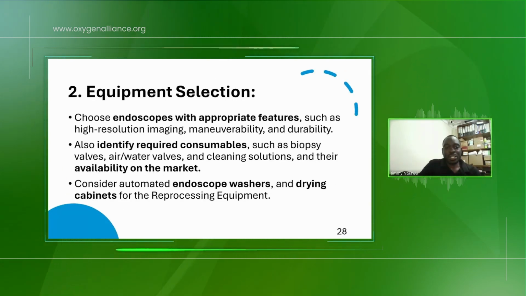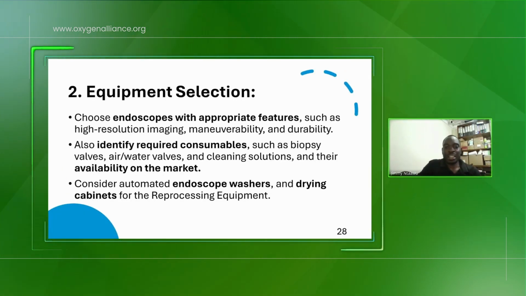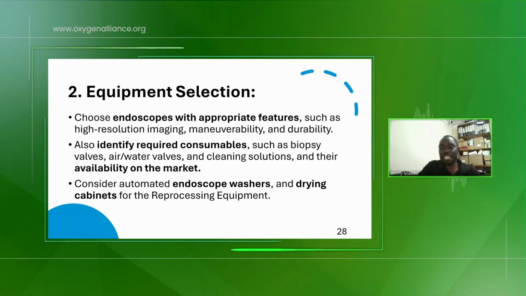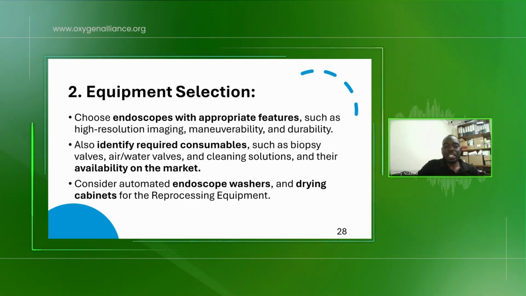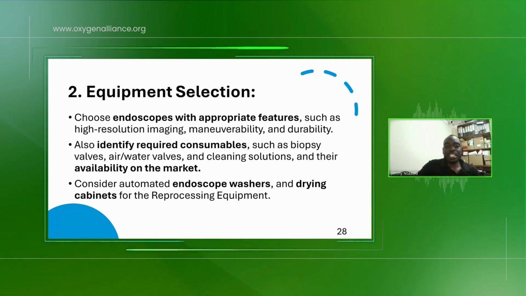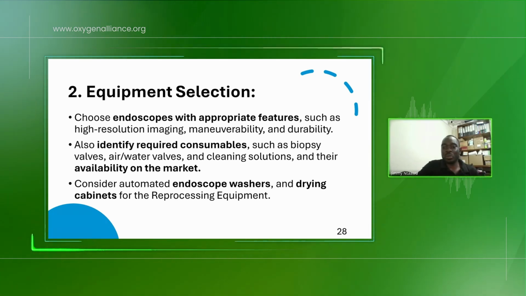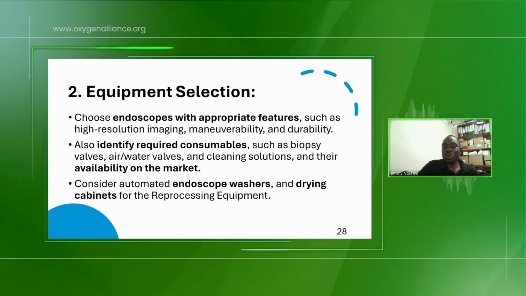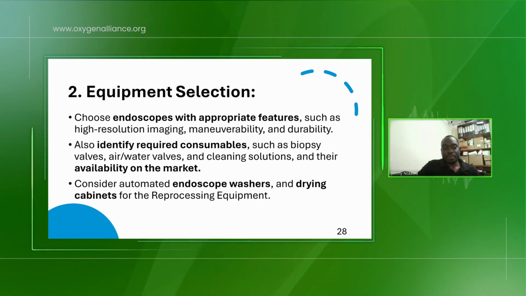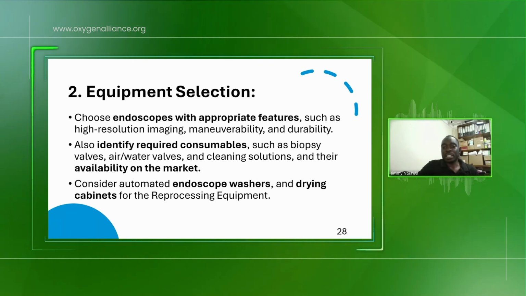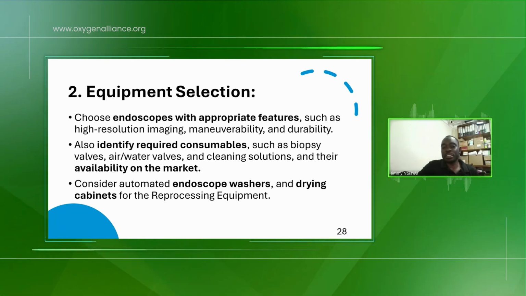Then equipment selection, I've also talked about this one. What do you want? What are you looking at? Are you looking at image? Are you looking at maneuverability? Are you looking at durability? What are you interested in? Because this is where you do the research on the different brands, and which brand will give you which features you're looking for. You also look on the market if there is a supply for the different instruments.